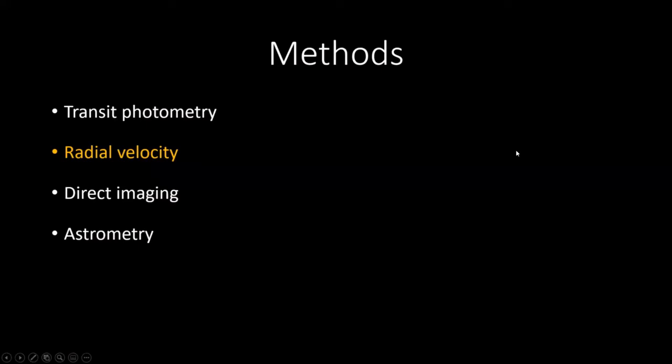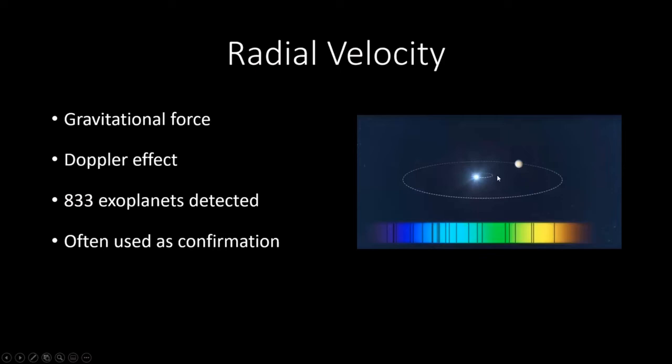The next method is called radial velocity. The idea is that the exoplanet also exerts a gravitational force on the star, causing the star to move around as shown in the picture. It is a tiny movement since the star is much more massive than the planet. Of course, the picture representation is exaggerated.